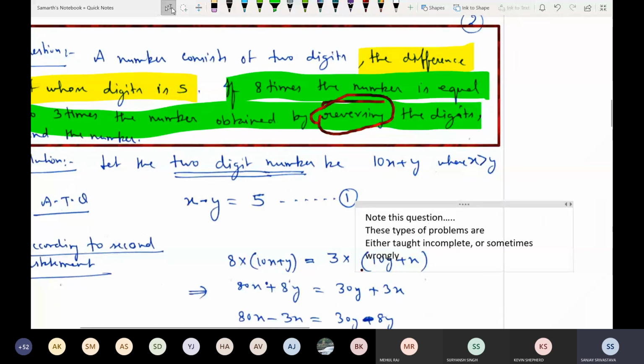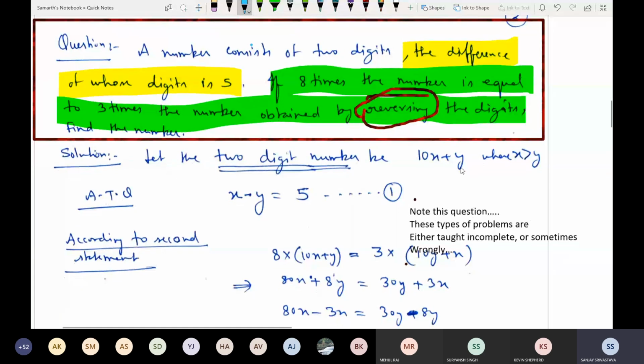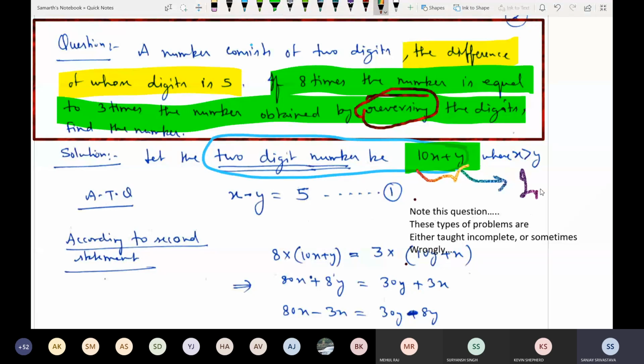You already know that a two-digit number is written generally as 10x plus y. Like if I have to write 72, what is the place value of 7? Tens. And what is the place value of 2? Ones. So 72 can be written as 10 into 7 plus 2, where 7 and 2 are the digits. In a similar manner, any two-digit number which is unknown is taken in the form 10x plus y.